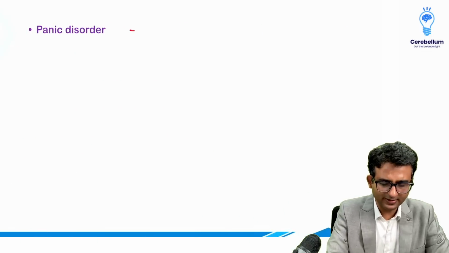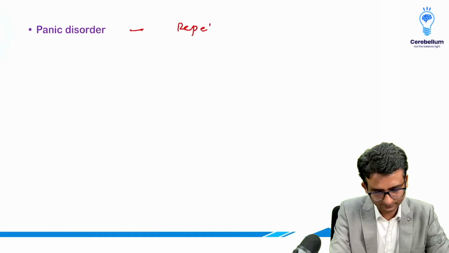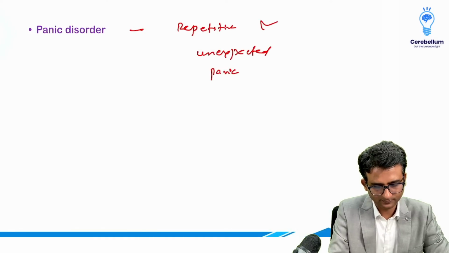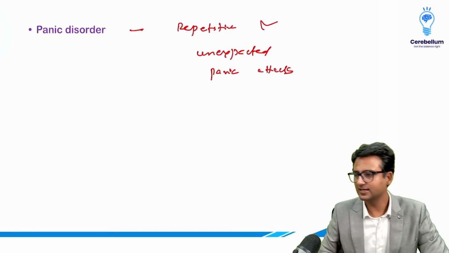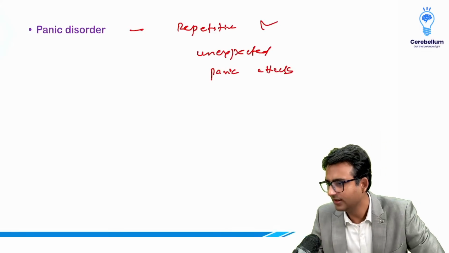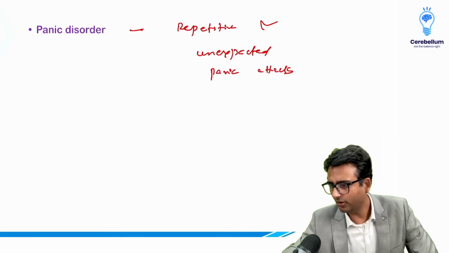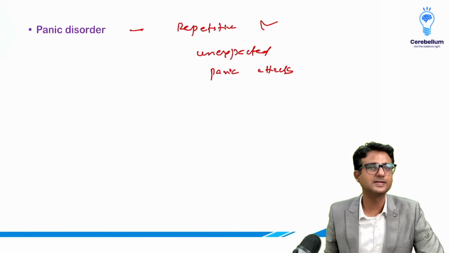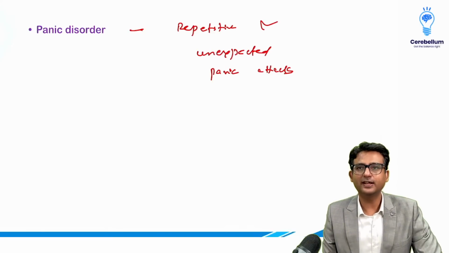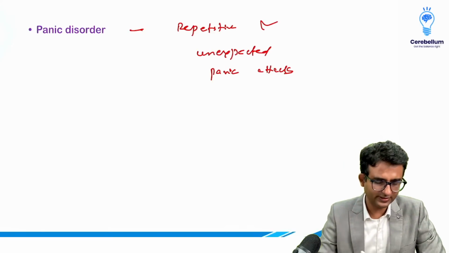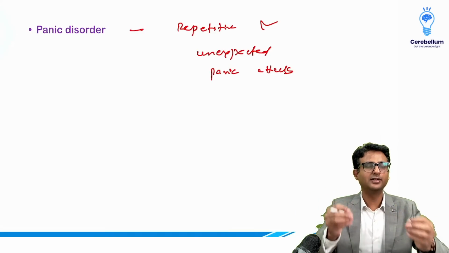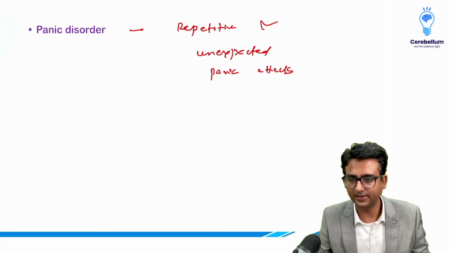If a patient is having repetitive and unexpected panic attacks, it's called as panic disorder. Repetitive and unexpected panic attacks is panic disorder. ठीक है? तो हमें एग्जाम के लिए क्या याद रखना है? What do we have to remember for the exam? Patient has extreme anxiety symptoms and feeling of impending doom.